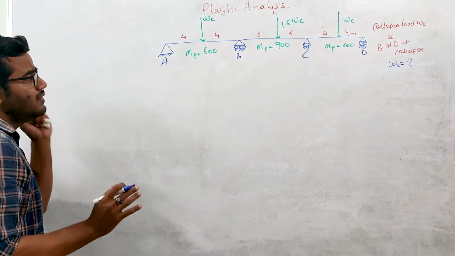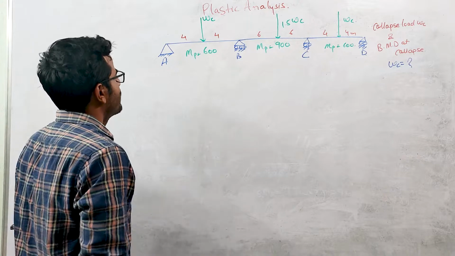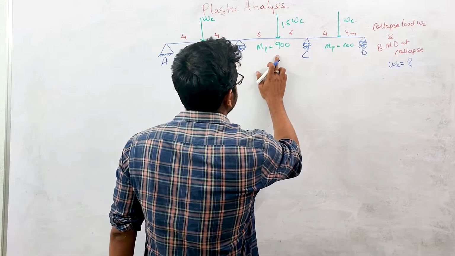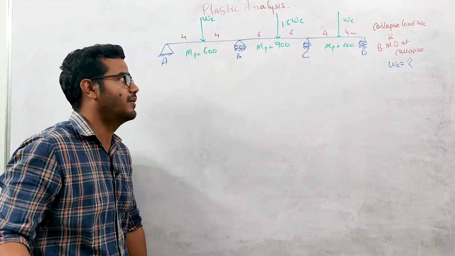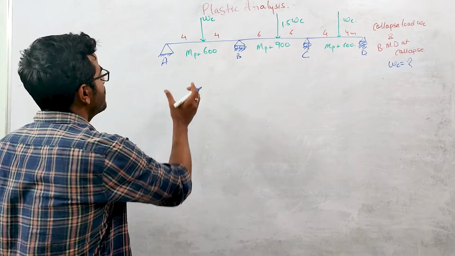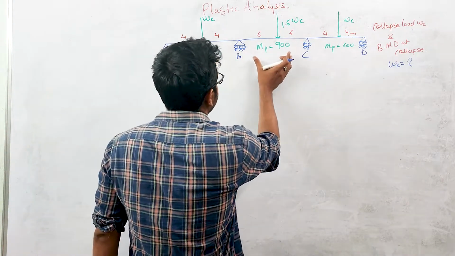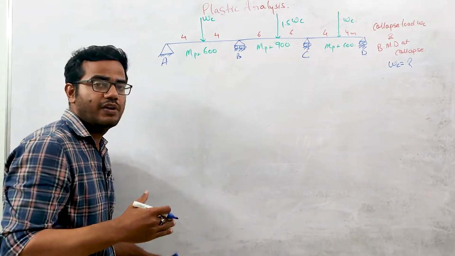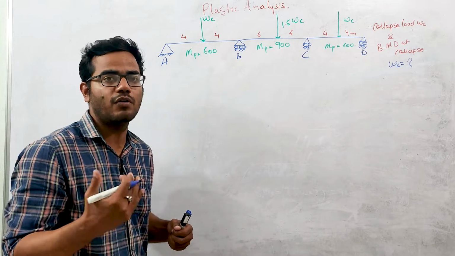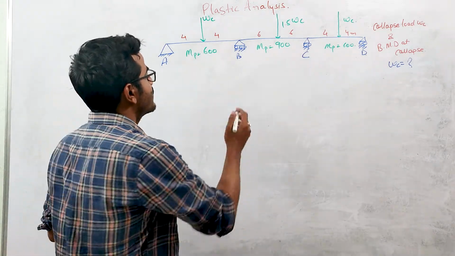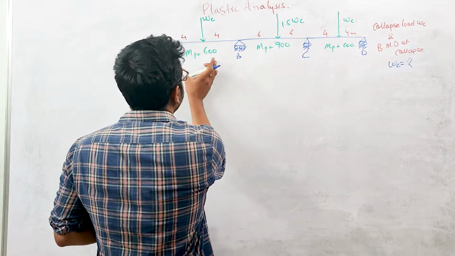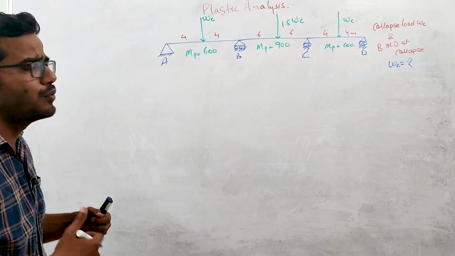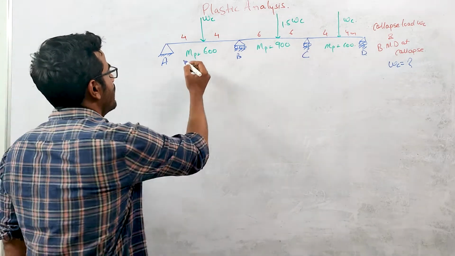In this problem, one thing is different: the MP value is different. For AB portion MP is 600, for BC MP is 900, and for CD MP is 600. So the area of cross section of AB will be less than the area of cross section of BC. Why? Because the MP value is more over here, and we know that this plastic moment is basically a property of the cross section. So the cross section area for BC will be more as compared to AB and CD. Generally, if we want an economical design, we do these types of things. We vary the cross sections.